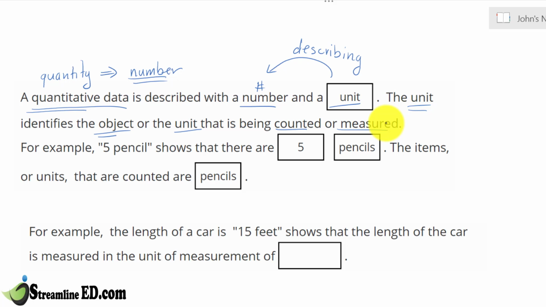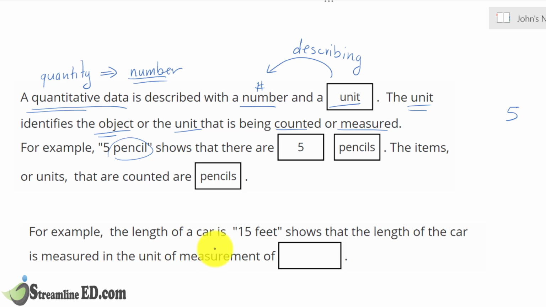Well, let's look at this. We have 5 pencils. If I were to give you the number 5, that doesn't mean anything. But when we have 5 pencils right here, the unit tells you what object we are counting. Let's look at a different example.